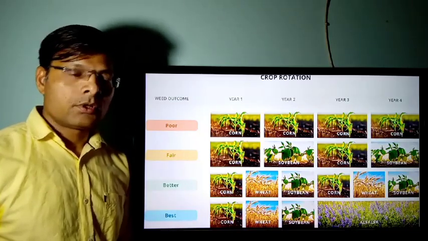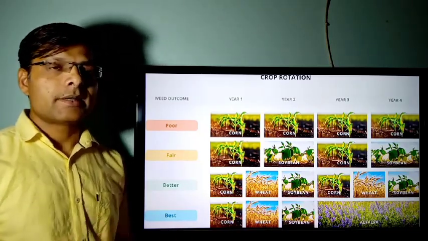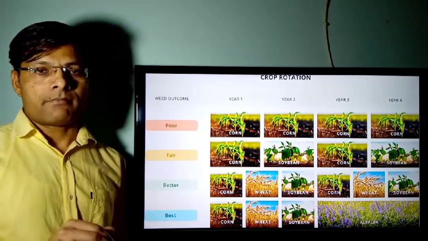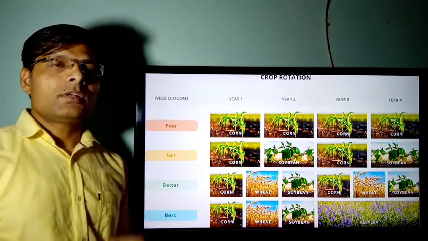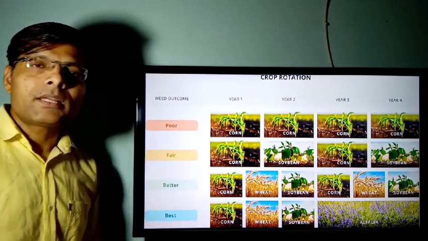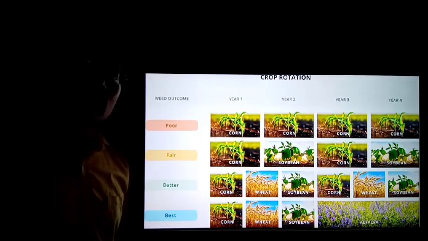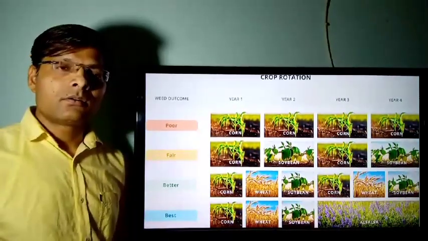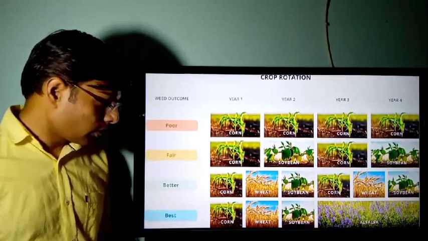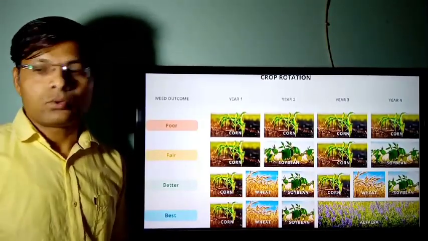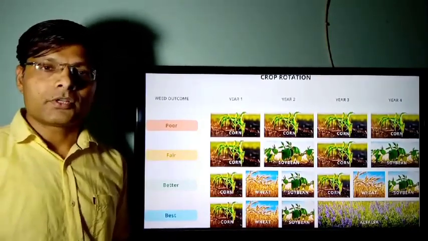We should grow a variety of crops and let the soil get some relaxed time, so that if one type of elements is taken, the other type of elements will remain in the soil. So this is what we are required to do. It is called crop rotation.